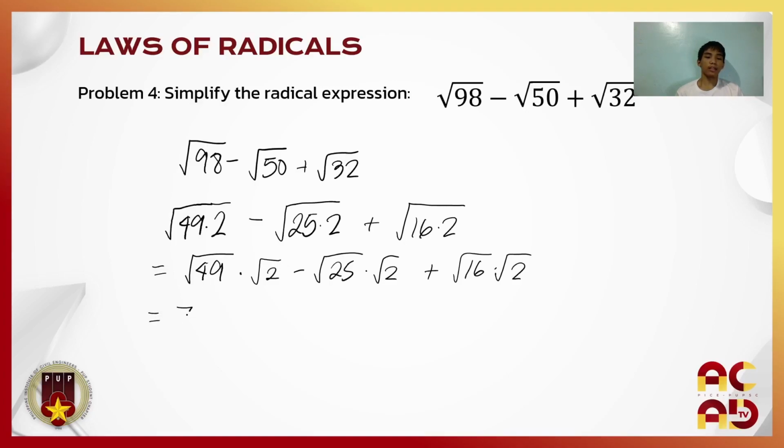That is 7. Copy the square root of 2 minus square root of 25, that is 5, square root of 2, square root of 16 plus 4, the square root of 2. And then, just perform the operations. 7 minus 5, that is 2, plus 4, that is 6, and then copy square root of 2. So, ang final answer natin ay 6, the square root of 2.